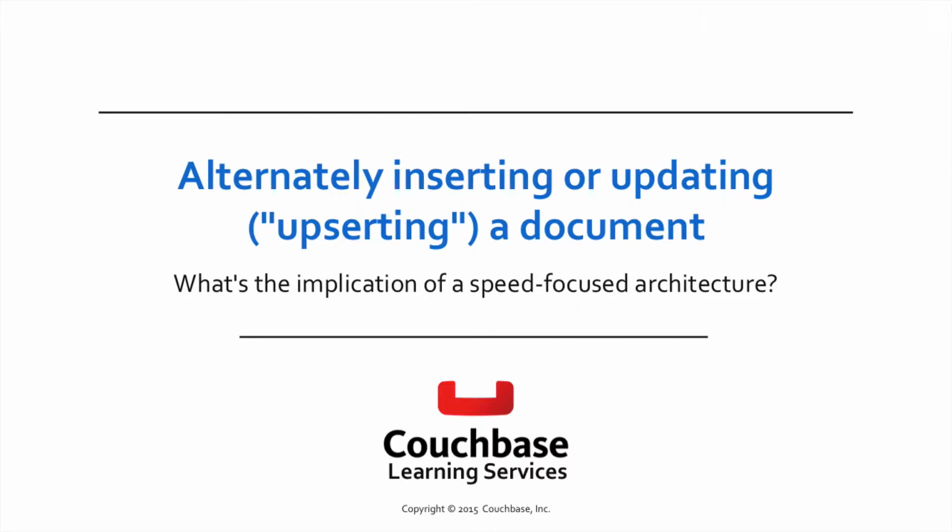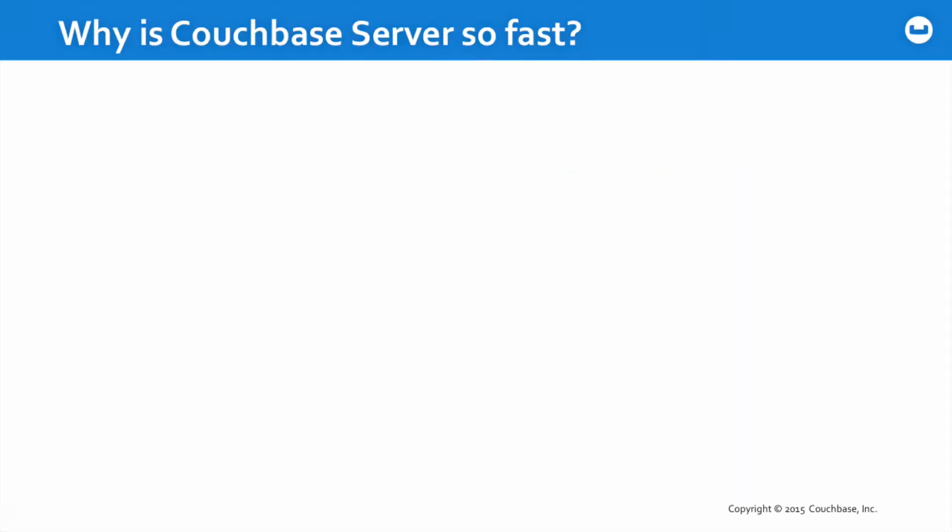So what is this strange beast you've come across reading about Couchbase, called an upsert? Well, as we'll see here, it's simply the logical consequence of our speed-focused architecture. So why is Couchbase Server so fast?